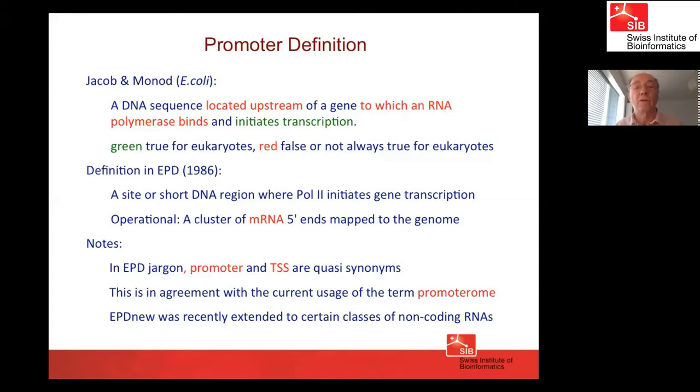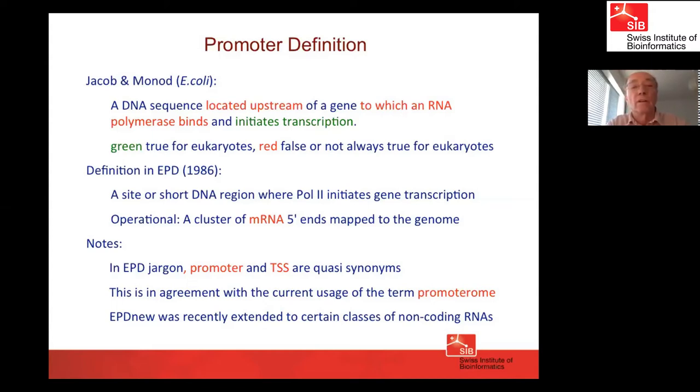But the problem is, when people started to analyze eukaryotic promoters, on the one hand they thought promoters would be something very interesting to discover, but it also became clear that such things do not exist in eukaryotes. Specifically, what is in green actually applies to eukaryotic promoters as well, and what is red is false or only partially true.